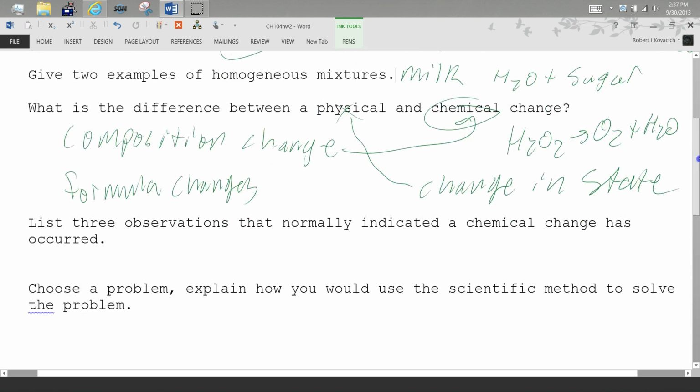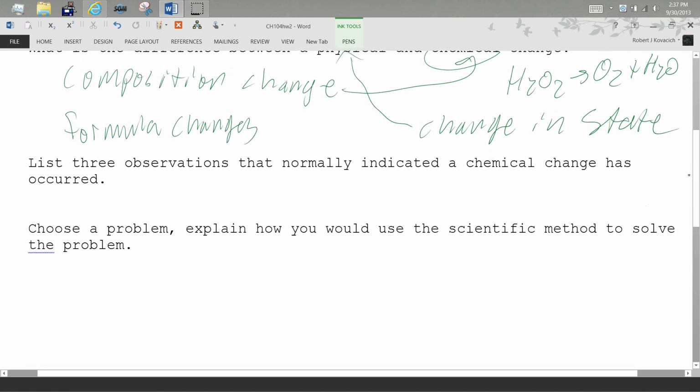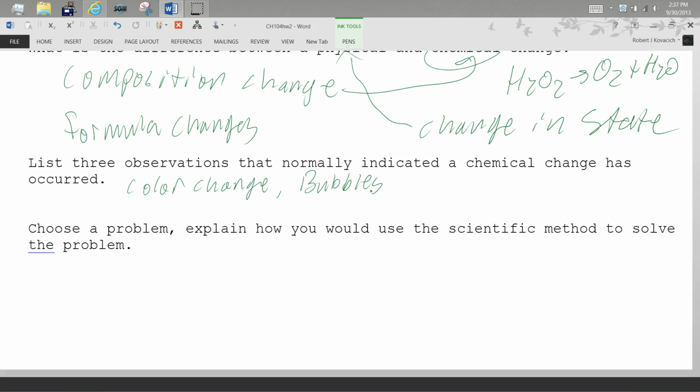All right, so what are the three things that you observe that will let you know that you probably just saw a chemical change? Okay, a color change, like a piece of wood going from wood color to blackened. What else? Bubbles. If you take vinegar and drop it on a seashell and wait, you'd eventually see bubbles, and those bubbles are carbon dioxide being formed, so a new substance is being created.